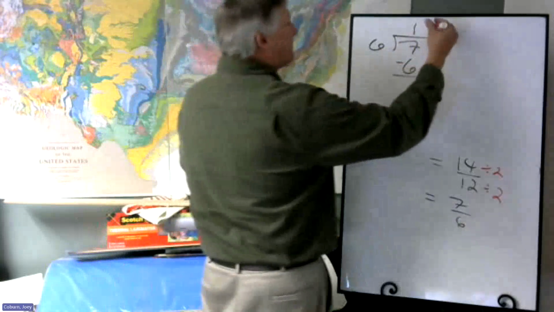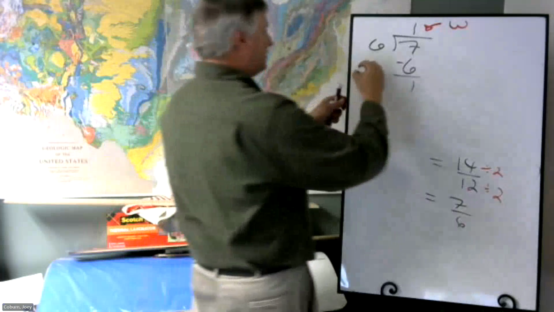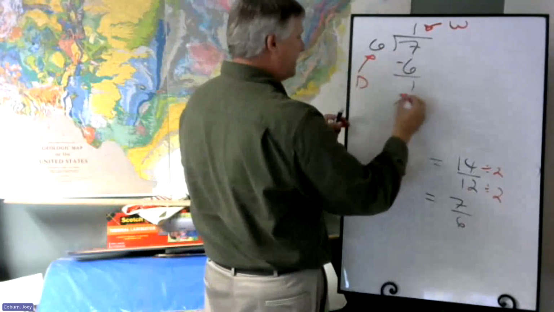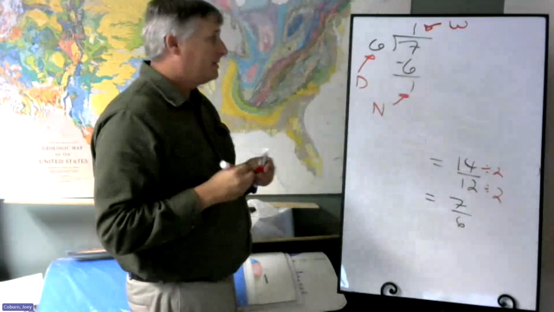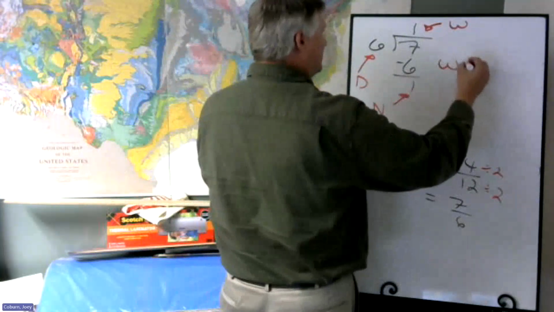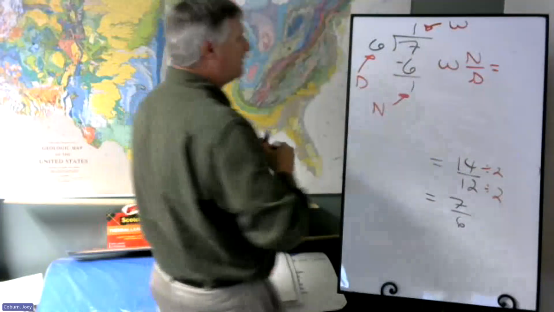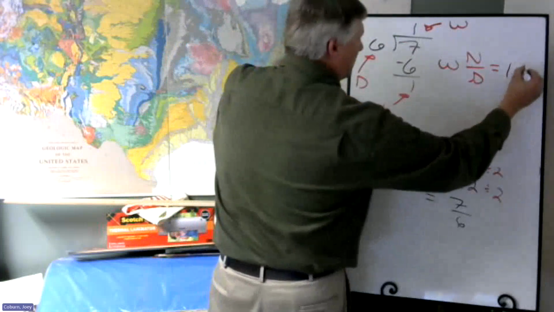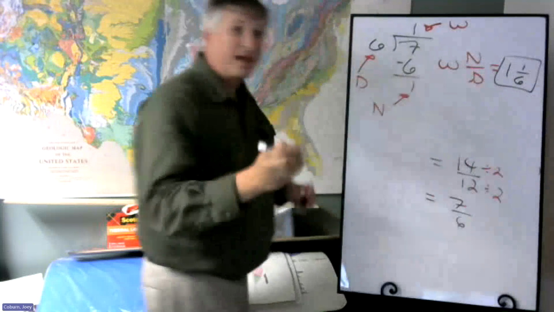So remember, the top number will always be the whole number. The number doing the dividing is our denominator, and the remainder, what's left over, will oddly enough be the top number or the numerator. So W n over D, well, that'll become 1 and 1/6. And that's the answer.